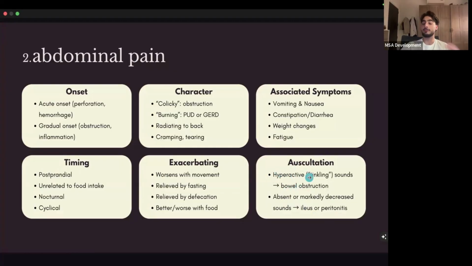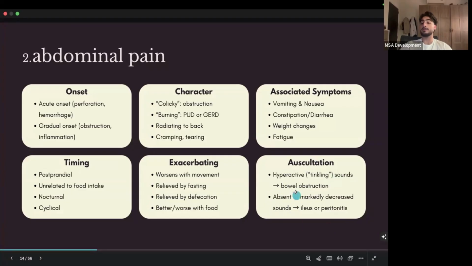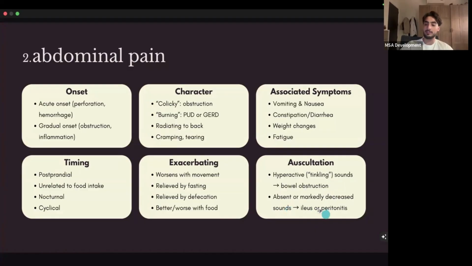Now, if you hear that somebody has hyperactive bowel sounds, then it could be a sign of bowel obstruction because typically, proximal to the obstruction, you would get more severe segmentation or the motility thing that I talked about before, so that it could push the stool out of the GI. Now, if there's absent or markedly decreased sounds, it could be paralytic ileus or peritonitis, things like that.